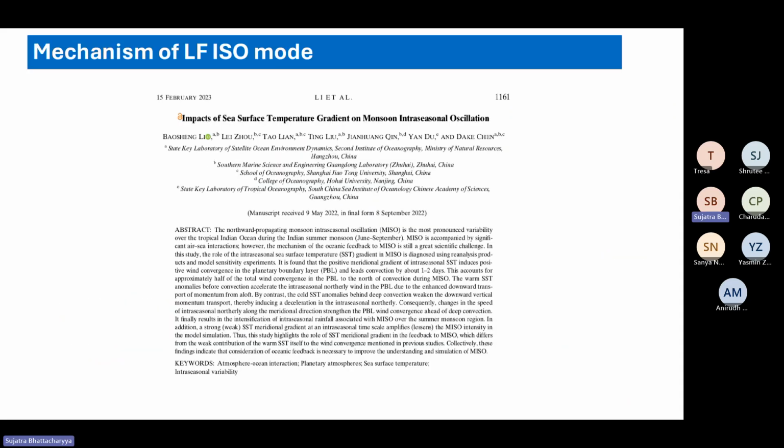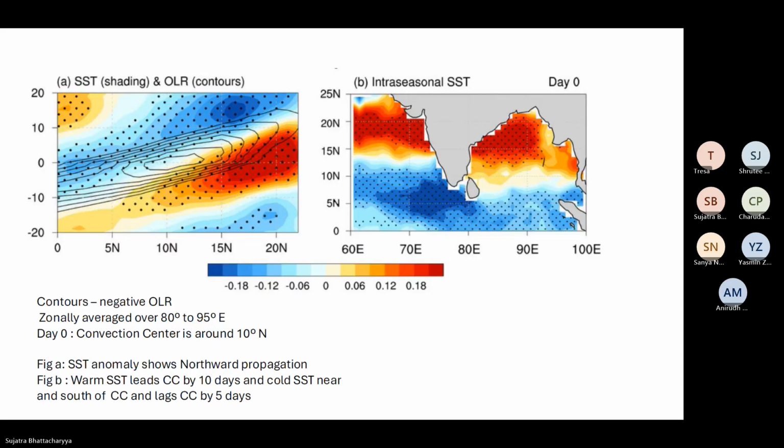So our first paper shows that this poleward propagation in the LFISO is basically because of the sea surface temperature gradient, the positive meridional temperature gradient, rather than just the anomaly. They calculated the index using OLR. This is the negative OLR contours here. And at day 0, they consider the convection center to be around 10 degrees north.